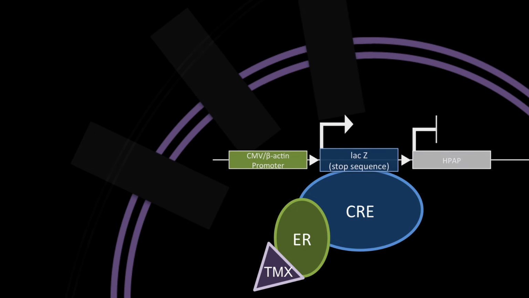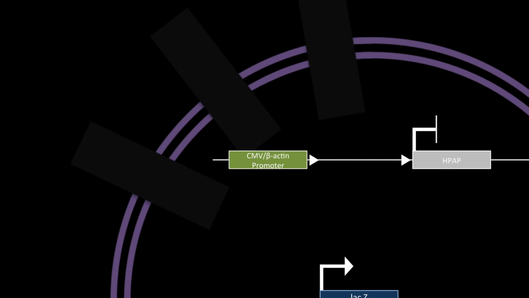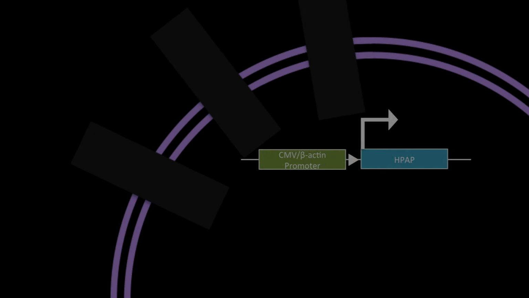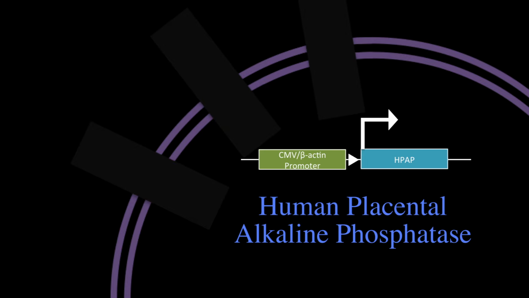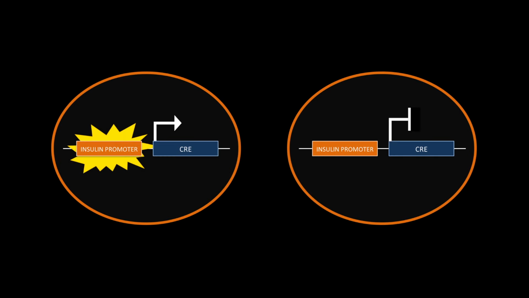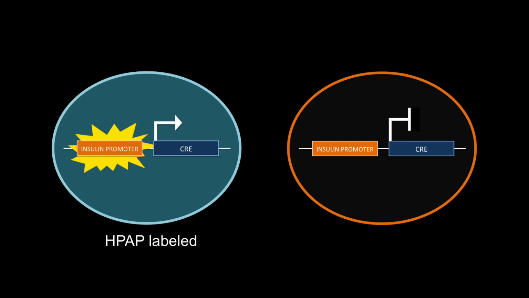Once in the nucleus, the Cre-recombinase cut out the LoxP stop sequence, and thus allowed the expression of the HPAP label, short for human placenta alkaline phosphatase. Through this process, cells that normally produce insulin, namely the pancreatic beta cells, were tagged with the HPAP label.